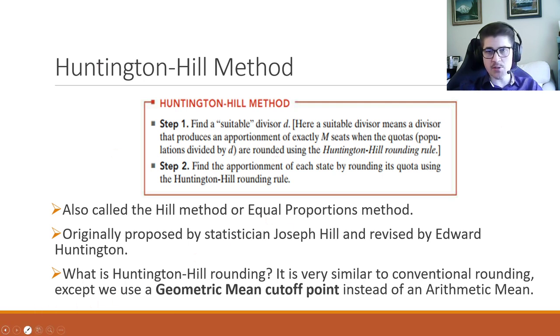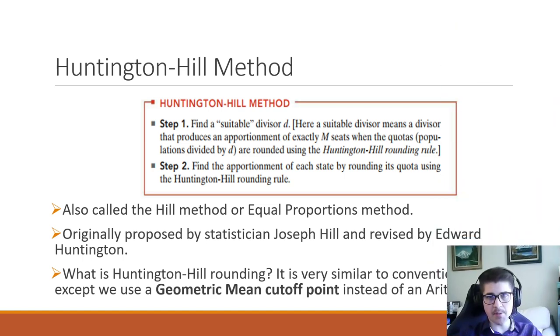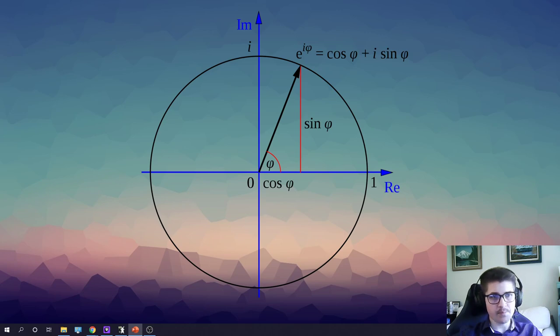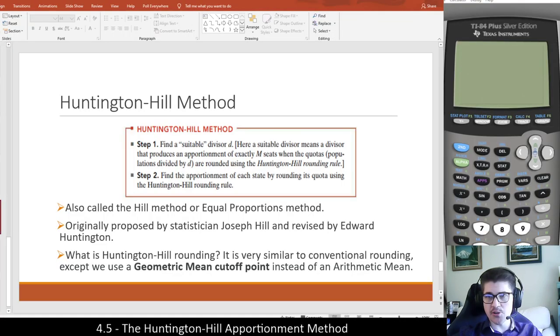So let's go ahead and switch back to the packet. I'm trying to find my mouse. There it is. I'll put me back there, me and the slideshow. And let's return to the packet.